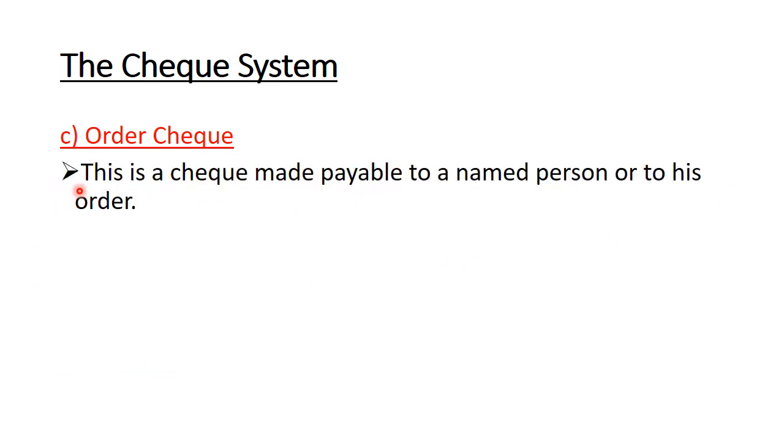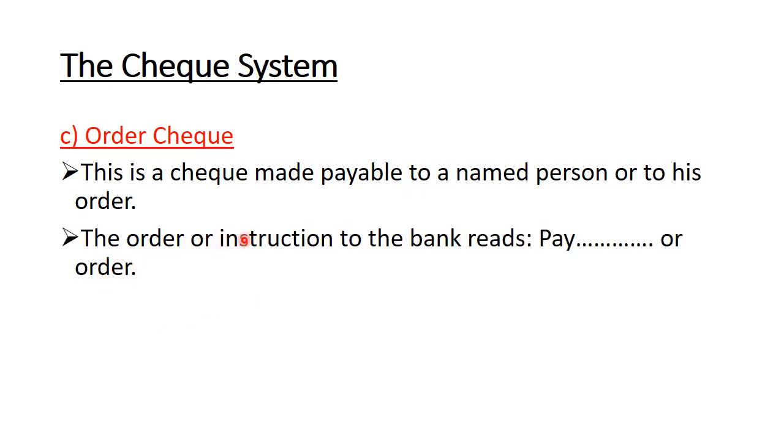The next type is called an order check. This is a check made payable to a named person or to his order. So in short, in the order check, there is going to be a name on the check, and that money has to be paid to the named person. The order or instructions to the bank read, pay whatever the name is or order. For example, pay James Candolo or order. That's what's written on an order check.